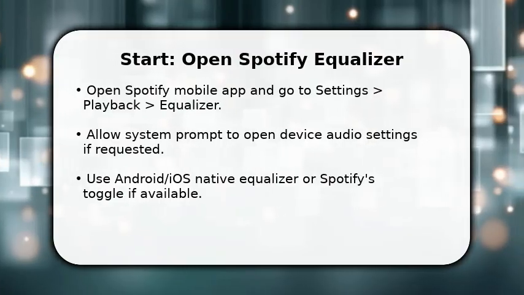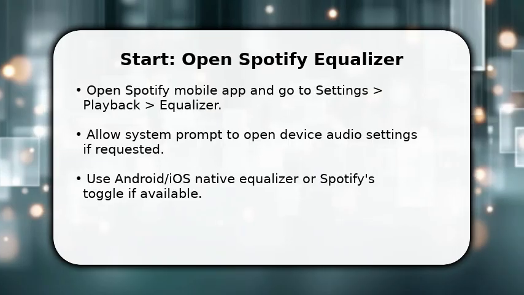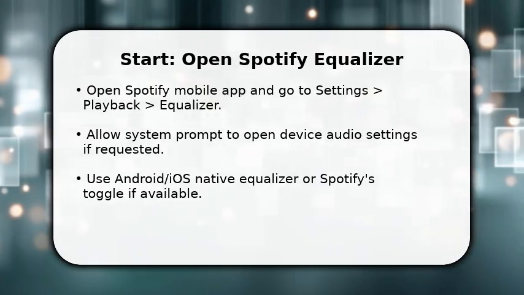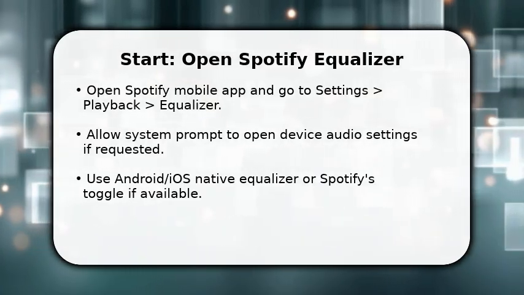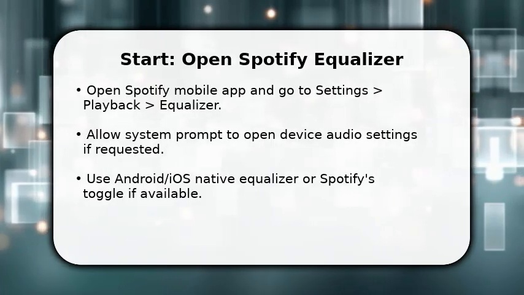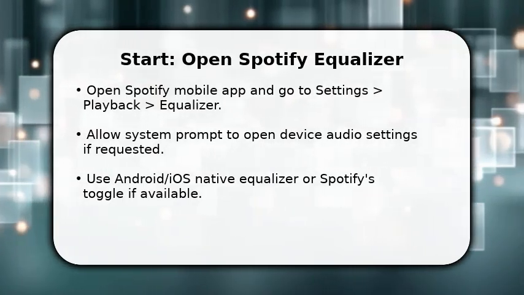You start by opening Spotify and moving straight to Settings, then Playback. This puts you where the equalizer lives. Tap Equalizer and accept any system prompt so the app can modify audio output.